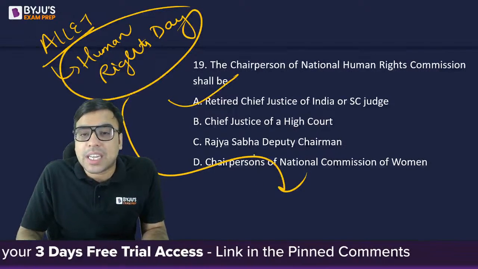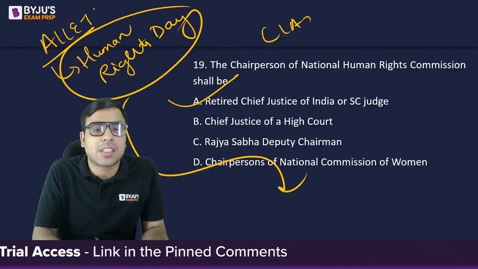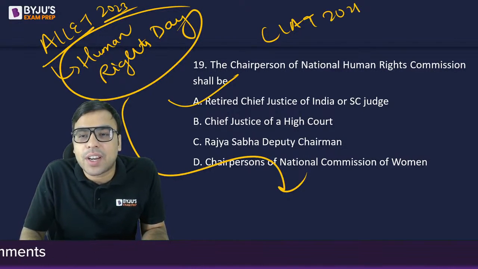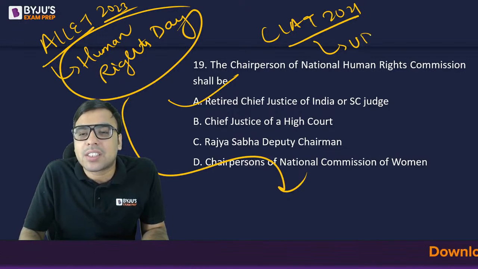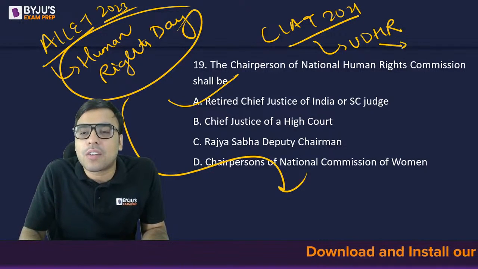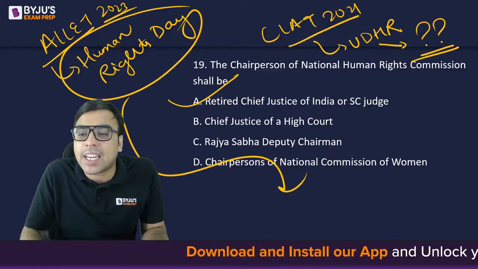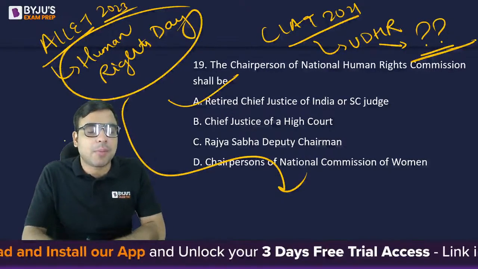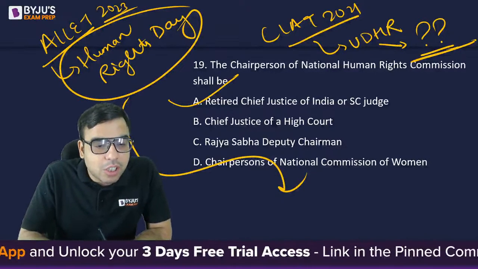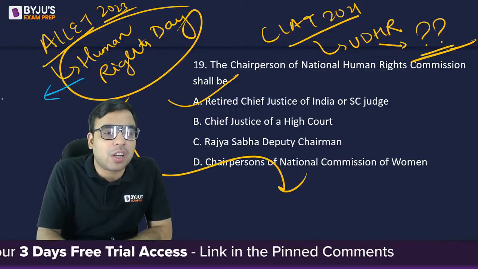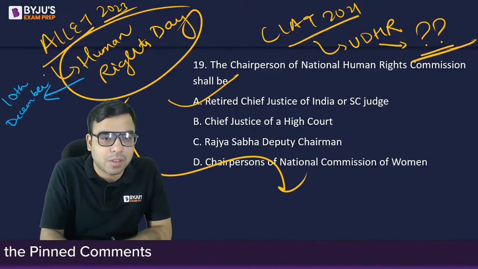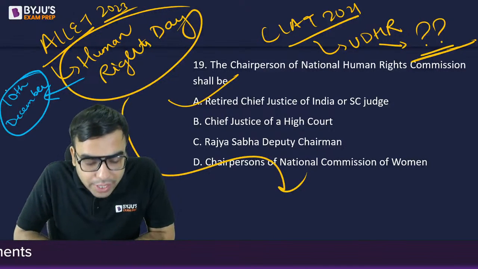और एक और क्वेश्चन आया था क्लैट में, this is in ALET 2023 and there was a question in CLAT 2021. Universal Declaration of Human Rights was passed on which date? Exact date पूछा था CLAT 2021 में. Now please tell me Human Rights Day कब मनाया जाता है? So Human Rights Day is actually on 10th December. Okay, this you should be knowing it.